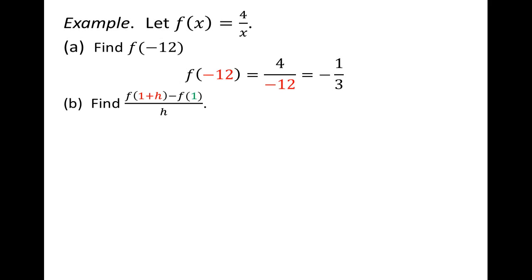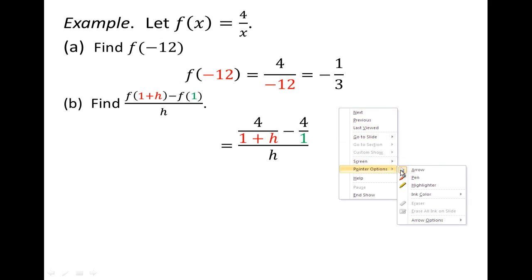Okay, so the first thing we'll do is look at what f of 1 plus h is. Well, f of 1 plus h, if f of x is 4 over x, we're going to replace x by 1 plus h. So that becomes 4 over 1 plus h. f of 1, on the other hand, is going to become 4 divided by 1, minus 4 over 1. So this first term here is f of 1 plus h. The second term is f of 1, and we're dividing this by h.